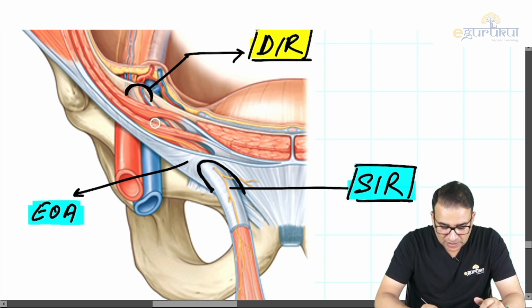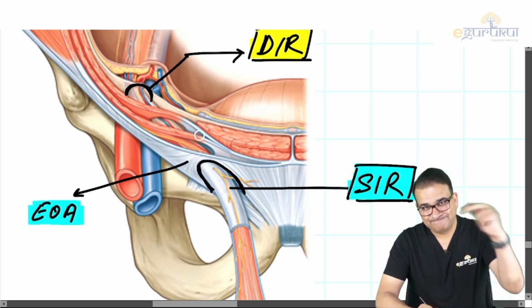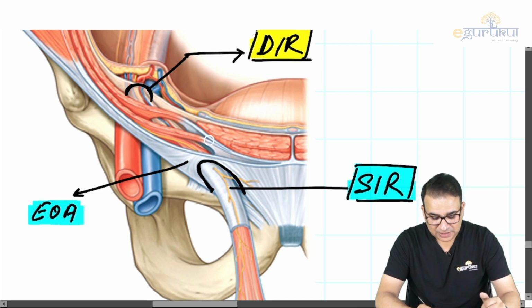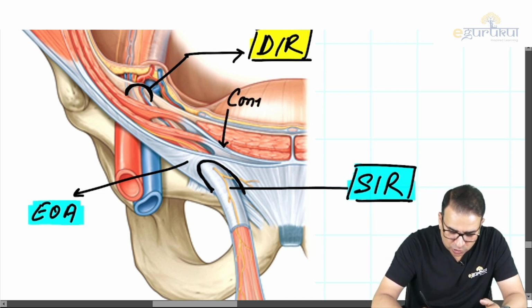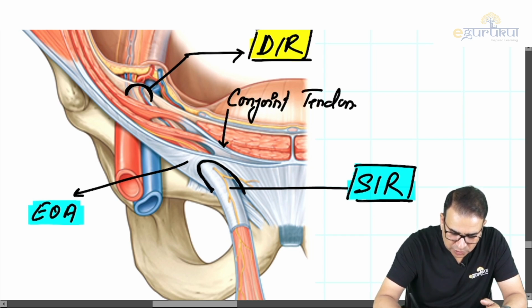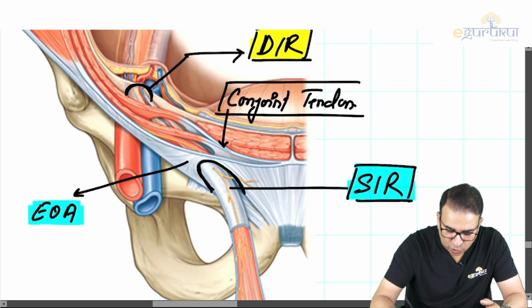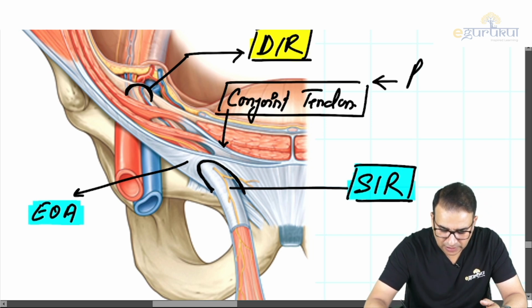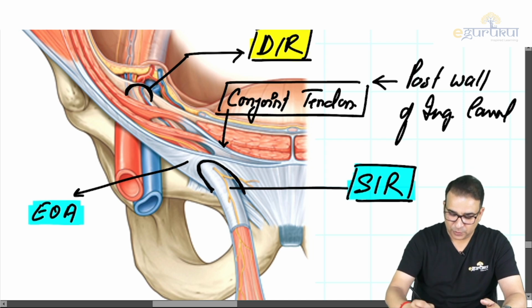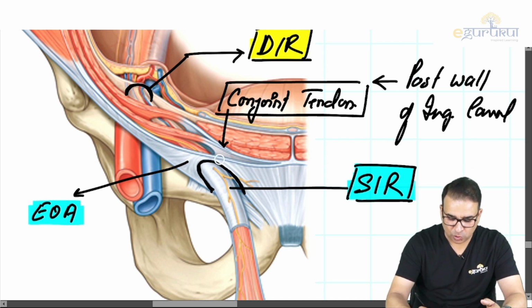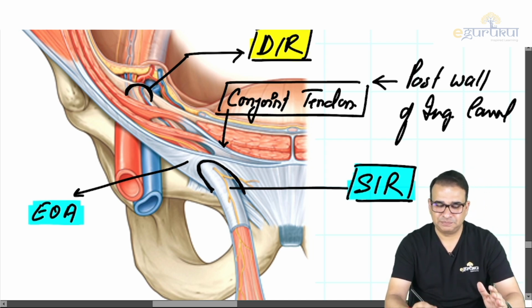Once this internal oblique muscle and transverse abdominis muscle reach backward behind the inguinal canal, together they form this tendon, and that tendon here is called a conjoint tendon. So remember one thing, that conjoint tendon clearly is contributing to the posterior wall of the inguinal canal, guys. You can see that's a conjoint tendon there, and that is contributing to the posterior wall of the inguinal canal.